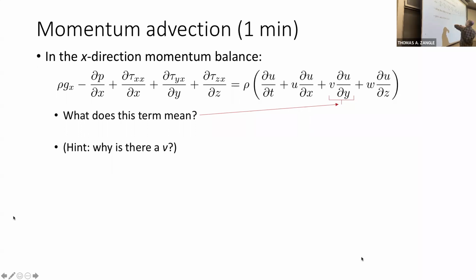Just to remember where we came from, I want you to discuss, what does this term mean? So this is v du dy. Now remember, this is the x component of the force balance, right? This is the x component of the momentum balance. And the x component of velocity, we're going to write as u. If you look at this term, why is there a v? So I want you to discuss what is this term. Give you a minute or two just to discuss with your neighbors. So what's going on here?